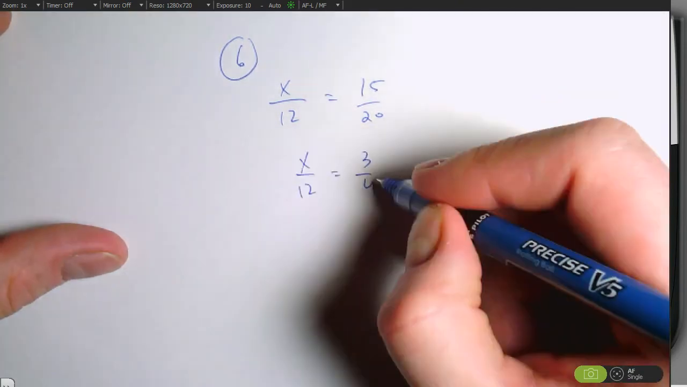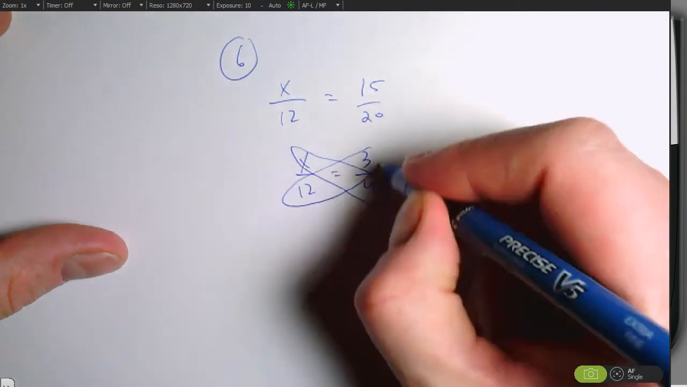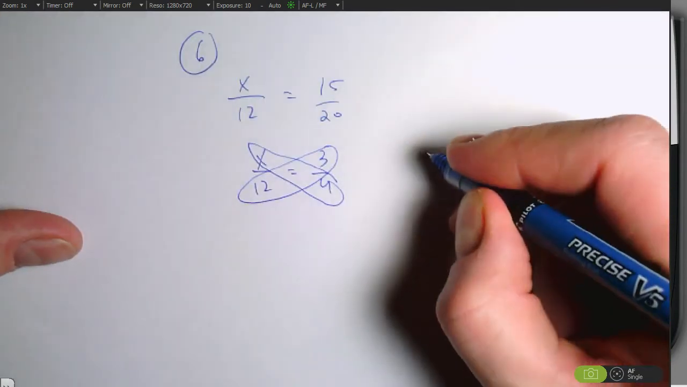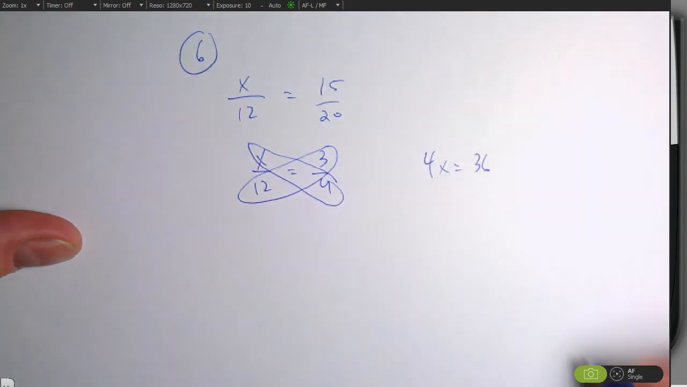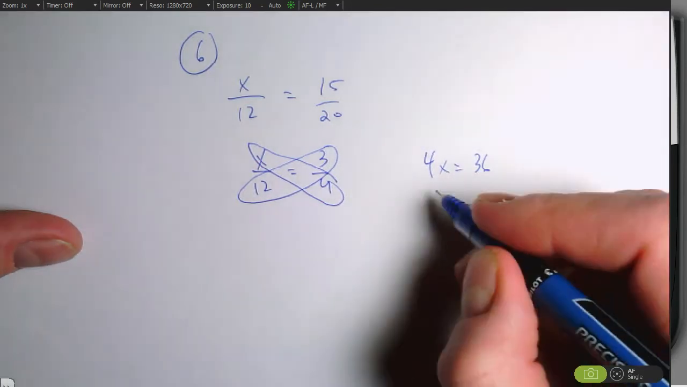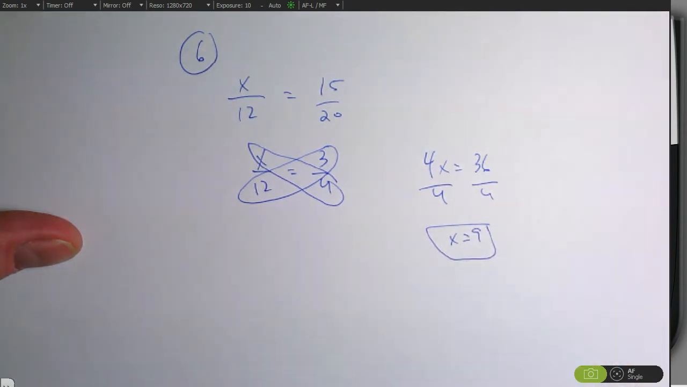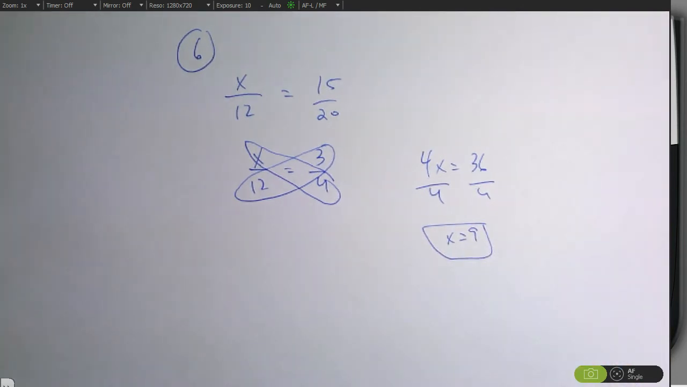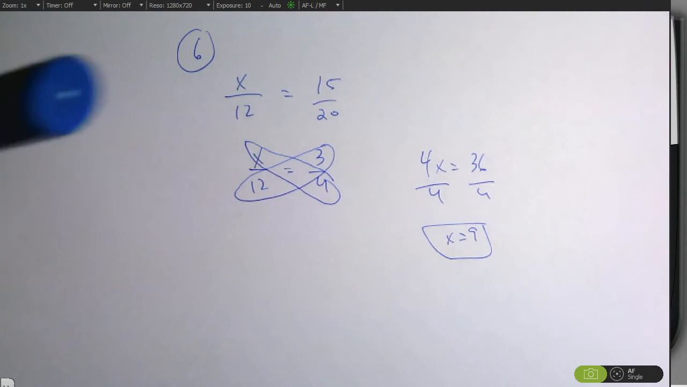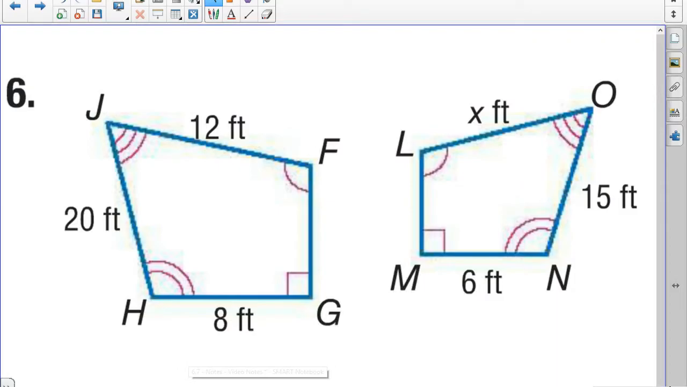And now we'll cross multiply. 4 times x, 3 times 12. 4x equals 36 then. Divide by 4. X is 9. So there's number 6. Okay, so let's see. Next problem.